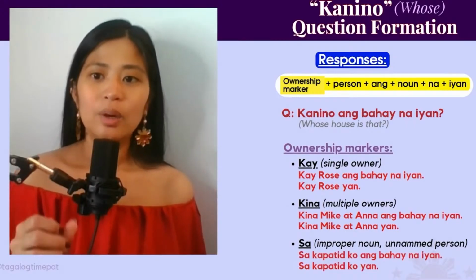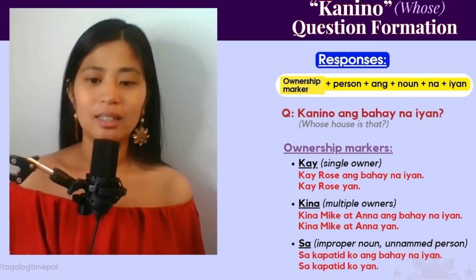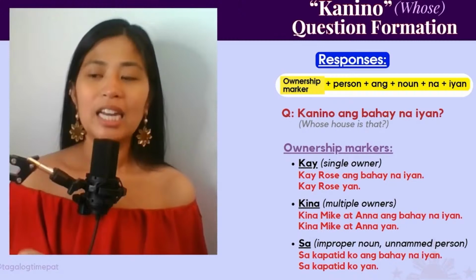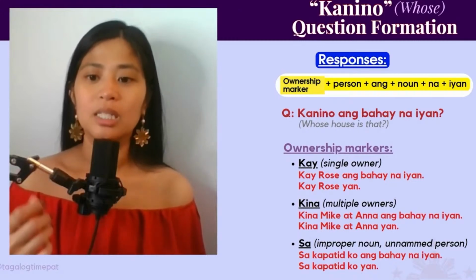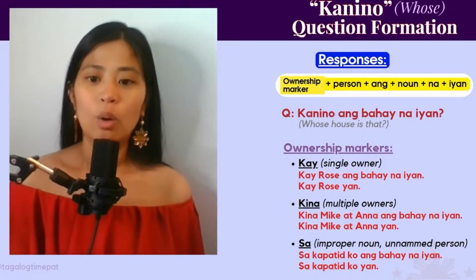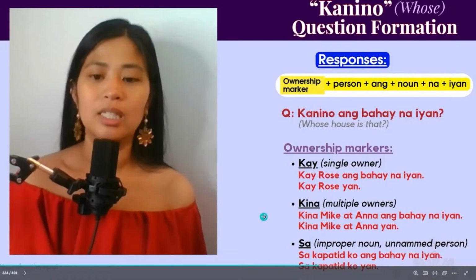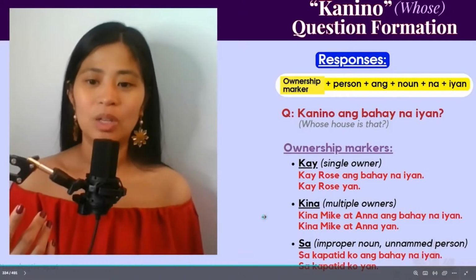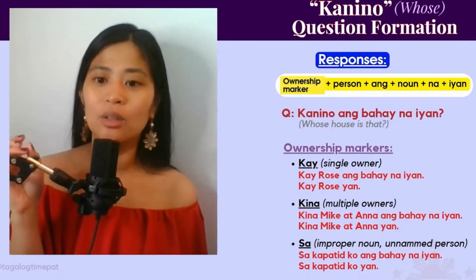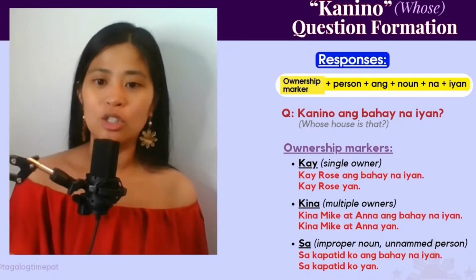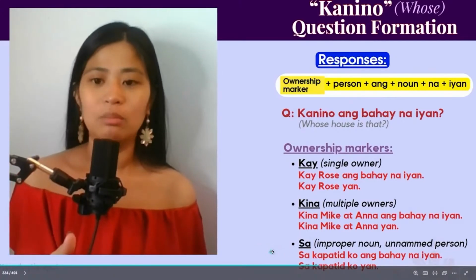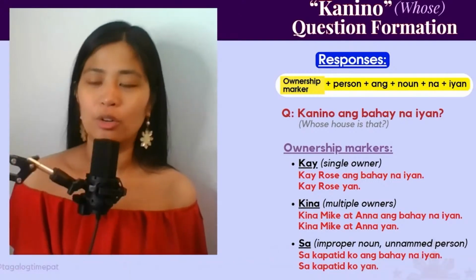Now, kanino ang bahay na iyan? Whose house is that? Sa kapatid ko ang bahay na iyan. That is my sister's house. That is my sibling's house. Sa kapatid ko ang bahay na iyan. Or sa kapatid ko yan. So you see how the person is unnamed? It's just kind of an improper noun. It's like a general answer. So that is when you would use sa, when the person is unnamed. It's just like a person in general speaking.